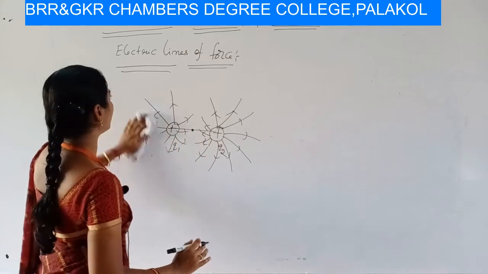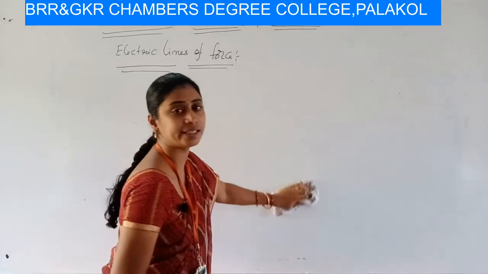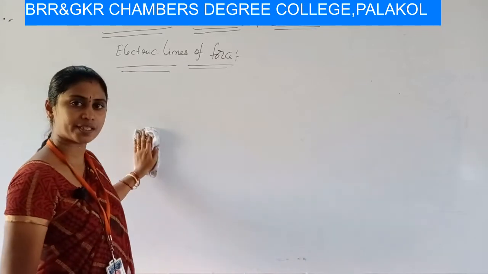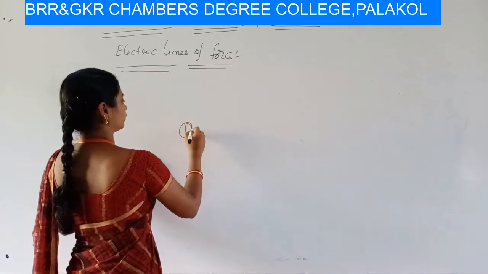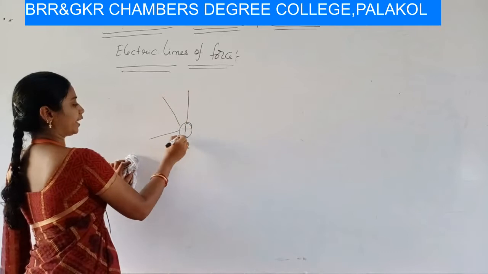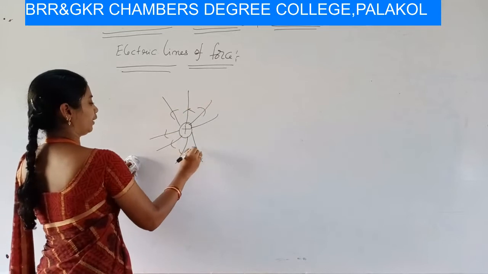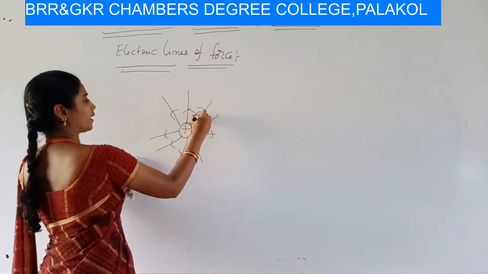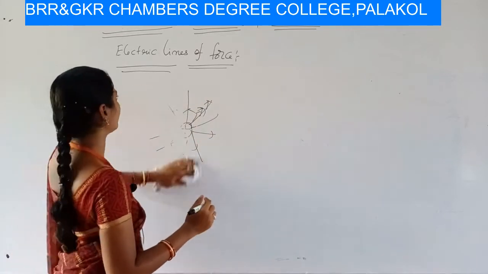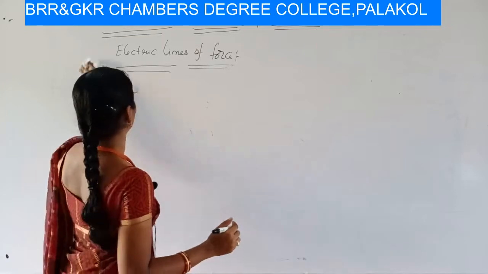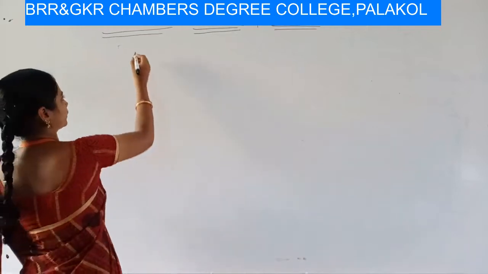Okay, I hope you are following these electric lines of force. Electric lines of force never intersect each other. We draw a tangent to any electric line of force, which gives the direction of the electric field. If we draw a tangent to these electric lines of force at any point, it gives the direction of the field. Okay, this is about electric lines of force. Then we go for the next definition, which is electric flux.